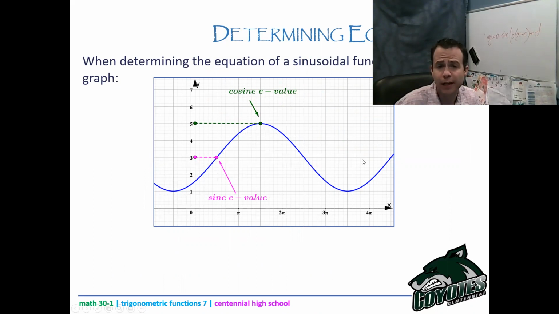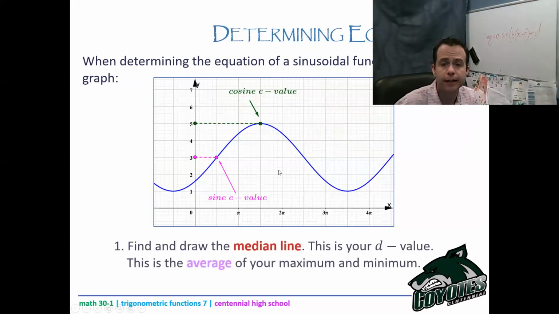So what I would do right away is just draw that in. Remember to draw it in as a dotted line because it's not actually part of the function. Okay, but now that also tells me that our d value is 3, so we can write d equals 3 as we're trying to establish the parameters that we've got.